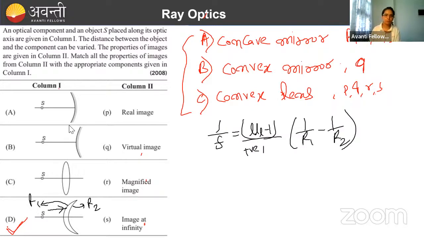and its radius will be more. So R1 is less than R2. So if R1 is less than R2, this is going to be positive. So it will act as a convex lens. If it is acting as a convex lens, all the 4 options will be correct for it. Done. So this was the match column.